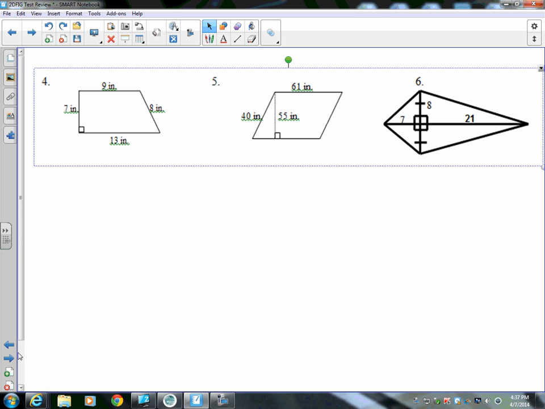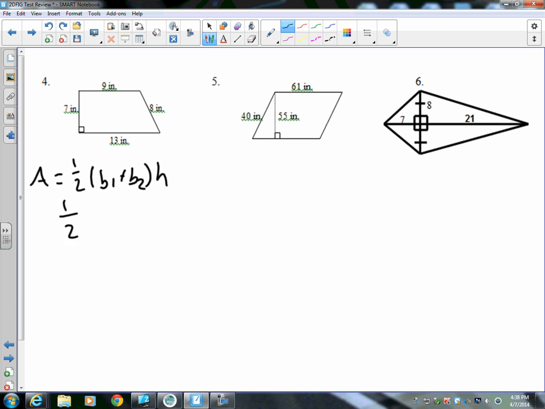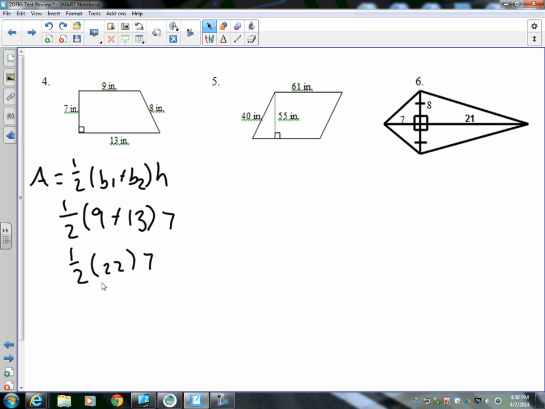Awesome. Number four. Number four is a trapezoid. A trapezoid's equation for area is 1/2 base 1 plus base 2. Multiply all that by your height. In this example, we have 1/2 base 1 would be 9, base 2 is 13, and our height is 7. First, we can say 9 plus 13, we end up with 22. Multiply that by 7, and by 1/2, you end up with 77 in the calculator.